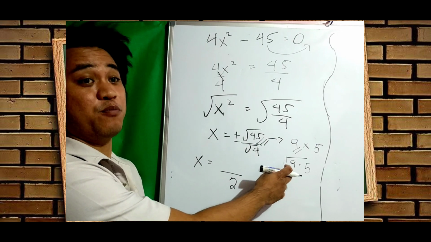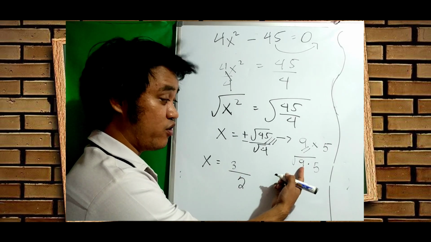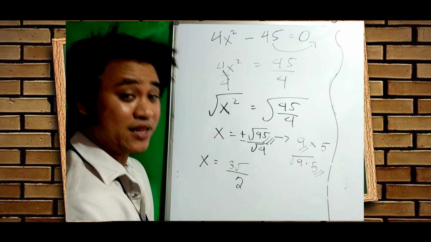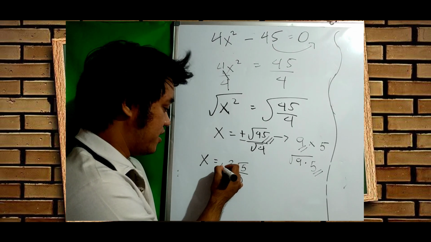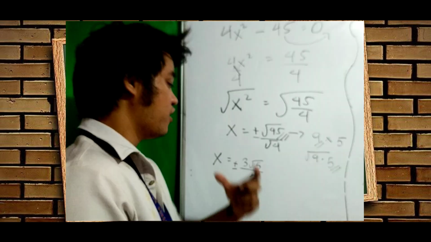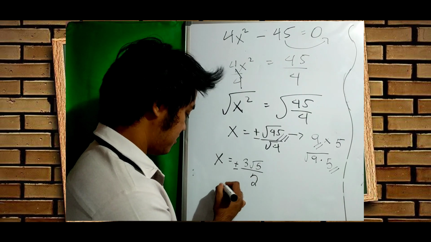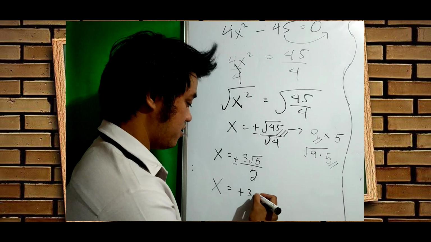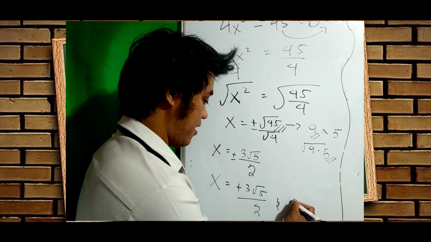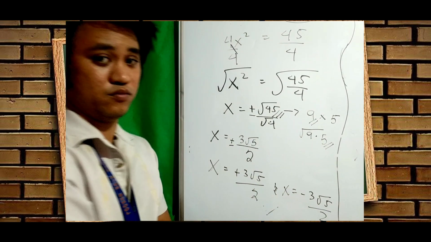So 9 here is a perfect square, so it will become 3. The square root of 9 is 3, times the square root of the remaining radical number, which is 5. So it means that the solution set for 4x squared minus 45 equals 0 are x equals positive 3 square root of 5 over 2 and x is equal to negative 3 square root of 5 over 2.